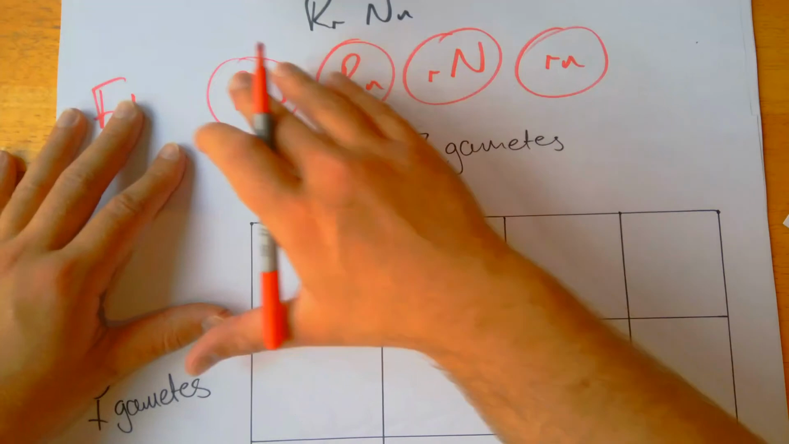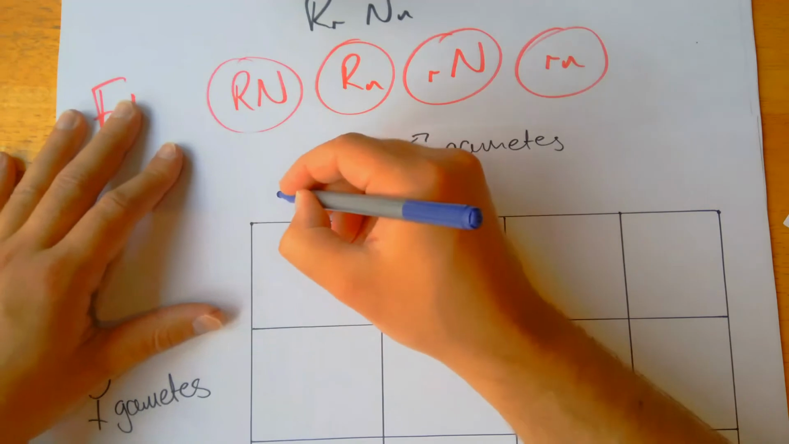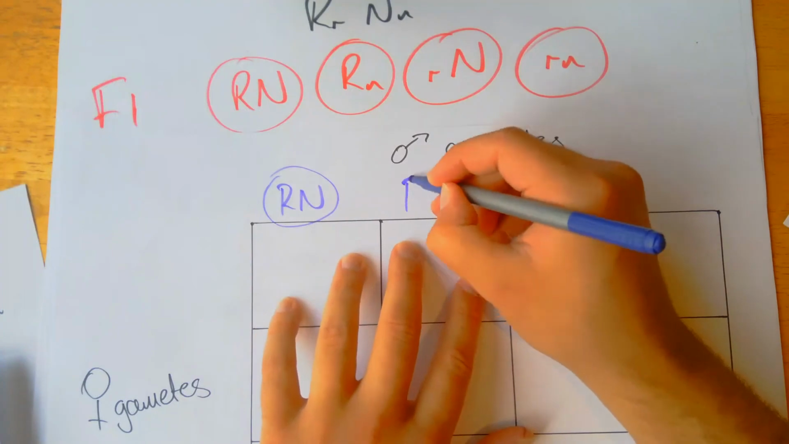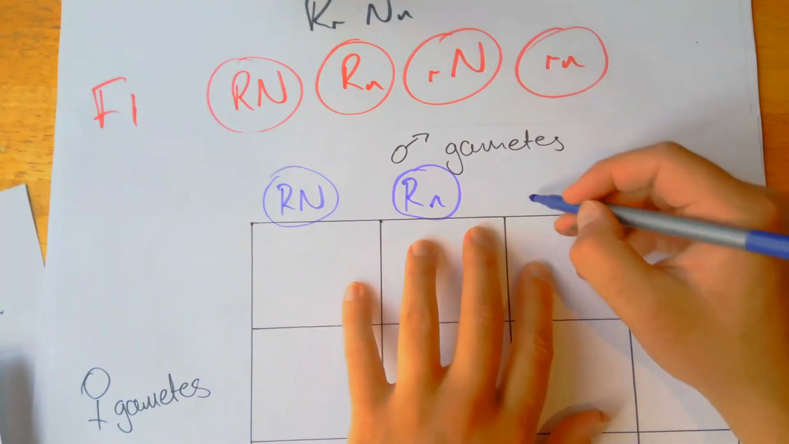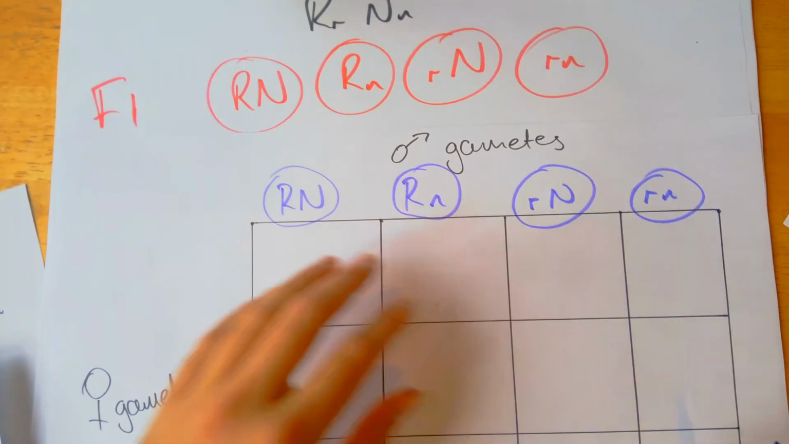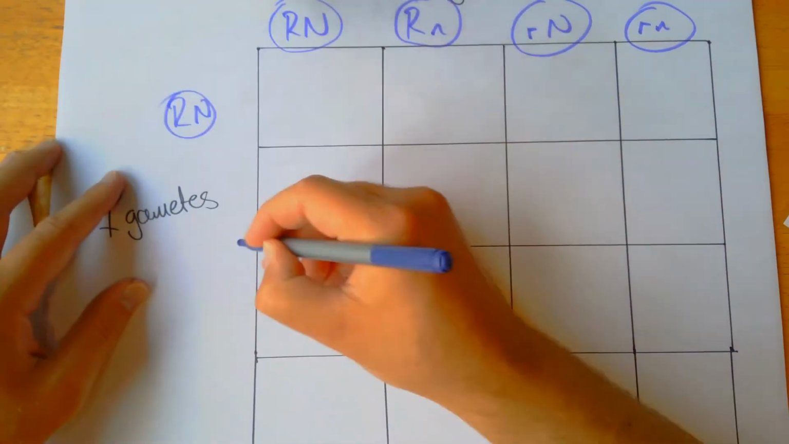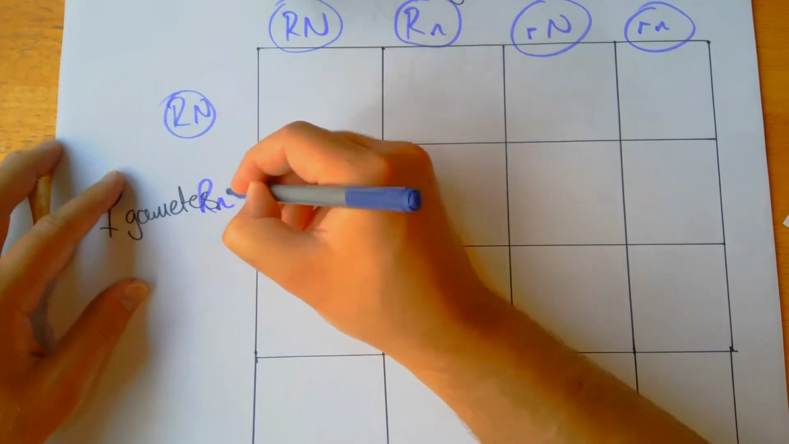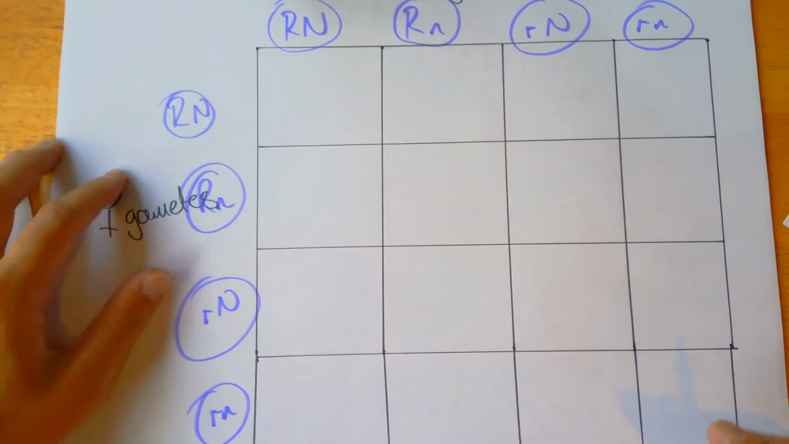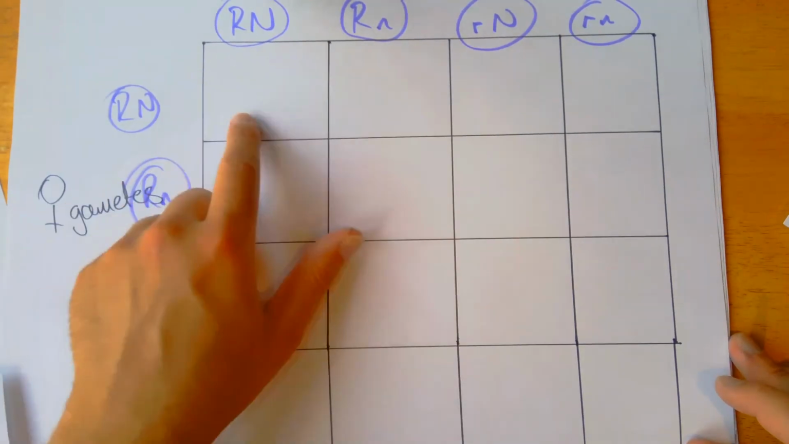make our Punnett square with the alleles from the F1 generation, which means we're going to have homozygous dominant gametes, heterozygous dominant for eyes, heterozygous dominant for wings, homozygous recessive. And we'll do the same thing down the side. Homozygous dominant, heterozygous dominant, heterozygous dominant, homozygous recessive.